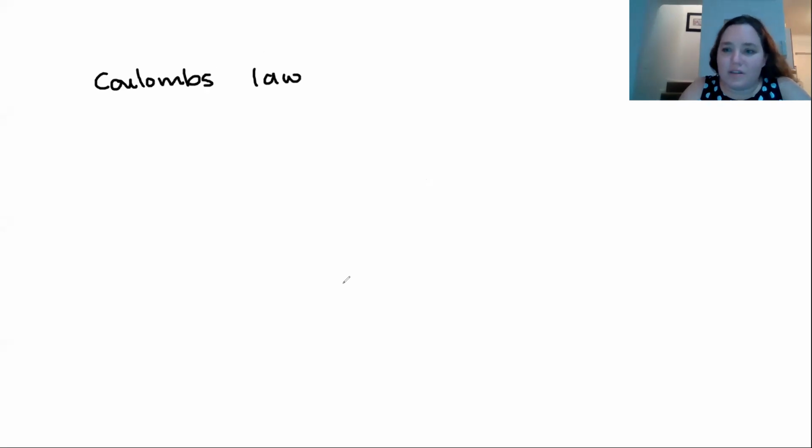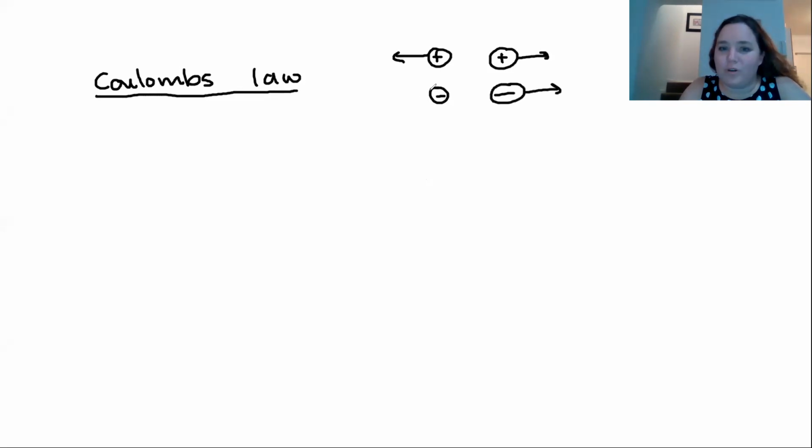All right. So we're now moving on to the idea of Coulomb's law. Coulomb's law is the law that we use to calculate how big the force is. You remember when we were dealing with the little charges, I told you if we had two like charges, they would repel each other. Two like charges, whether they're both positive or both negative, will repel each other. And if we had opposite charges, regardless of which way around they are, they would attract each other.